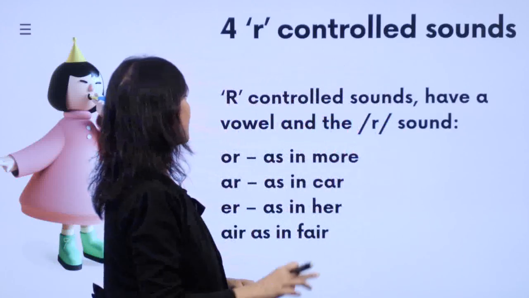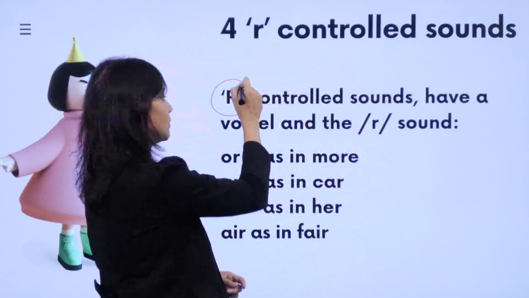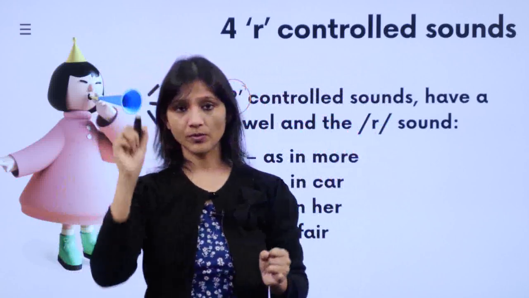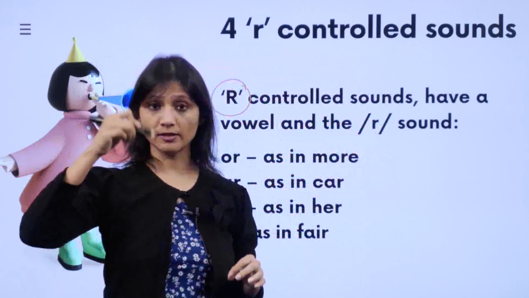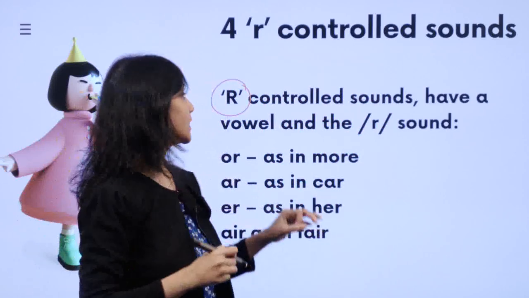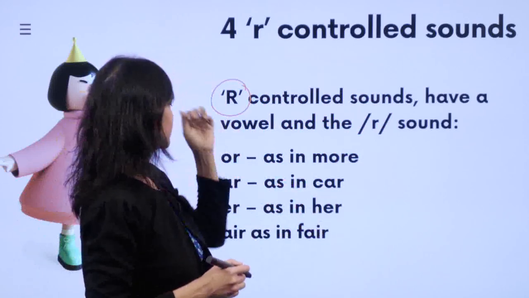Then we come to R controlled sounds. We saw all this while we were seeing the vowels. What did we see? These vowels put together make 19 sounds, right? Now, we come to the R controlled sounds.